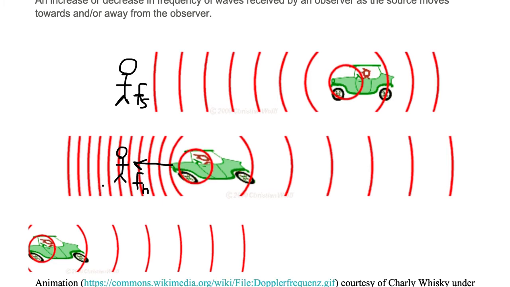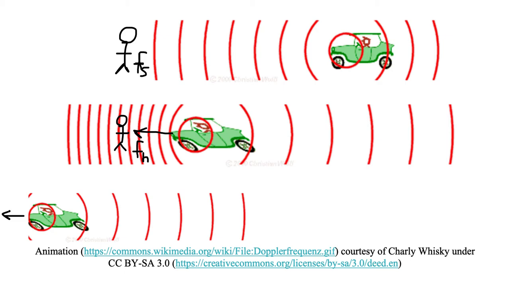Now, after the car passes, the same observer is going to hear a lower pitch, lower than the stationary pitch, and we're going to label this F sub L, L being lower. Notice that the distances between the wavefronts has increased. It's larger than in the stationary wavefront case. Because it's larger than the stationary wavefront case, we've labeled it F sub L, because the person is going to measure a lower frequency.